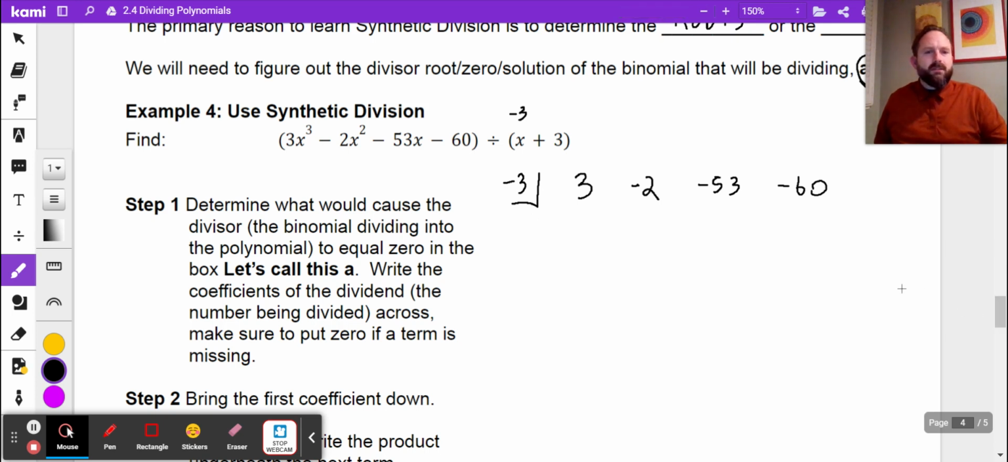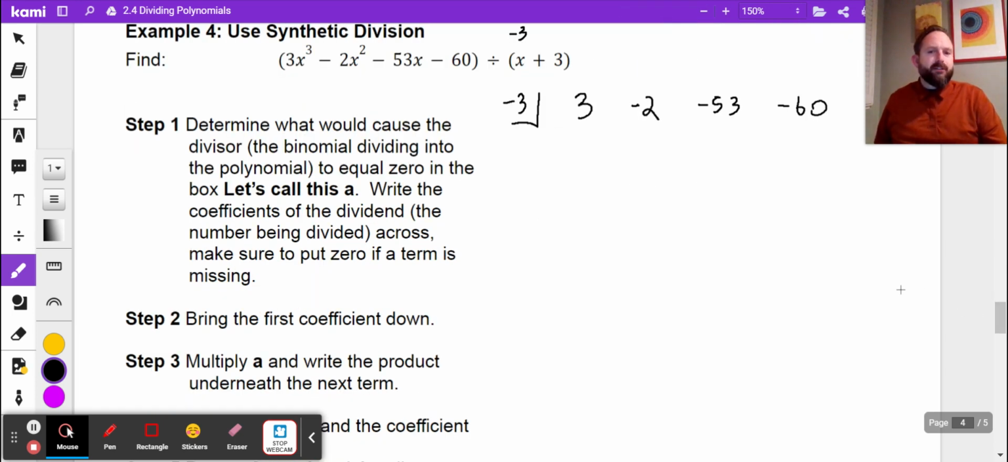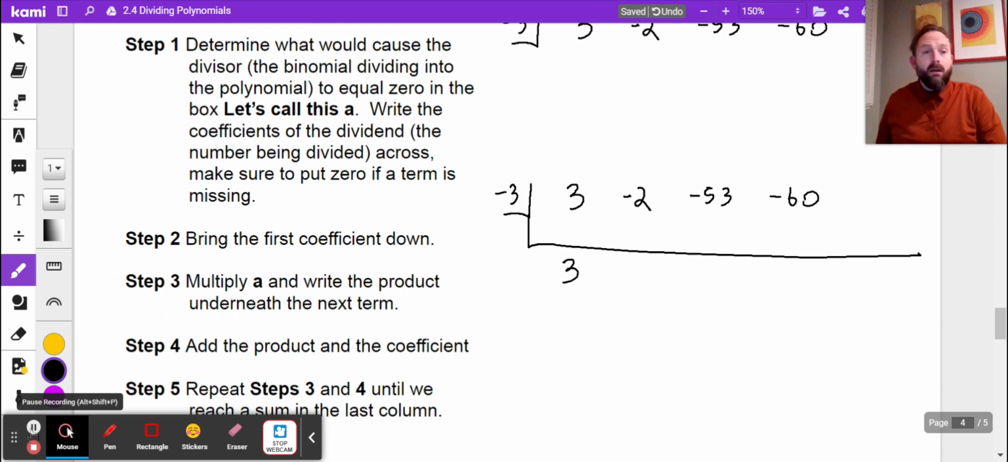Okay, it says bring the first coefficient down. So I'm going to copy and paste this and bring it down. All right, guys, you're still with me? We did step 1, we wrote it out. Now we did step 2, bring the first coefficient down. Now we're going to multiply by A and write the product underneath the next term. So negative 3 times 3 is negative 9.